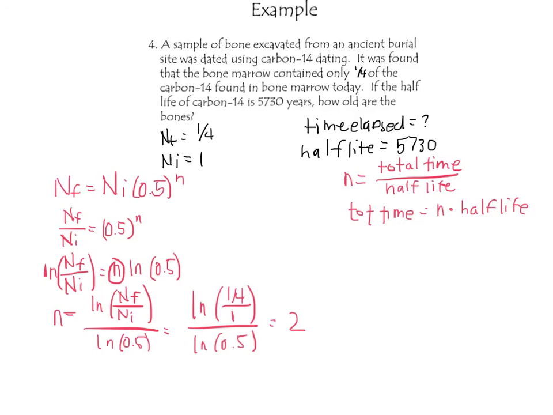Now that we know n, let's solve for the total time, and I'm going to use a different pen color for this. I can just replace all these numbers. The total time is equal to 2 half-lives times 5,730 years, and you should end up with 11,460 years. And that is how old the bone fossil is today.